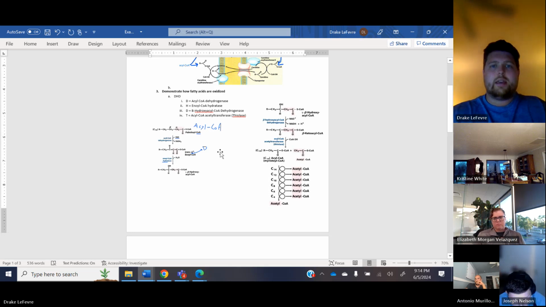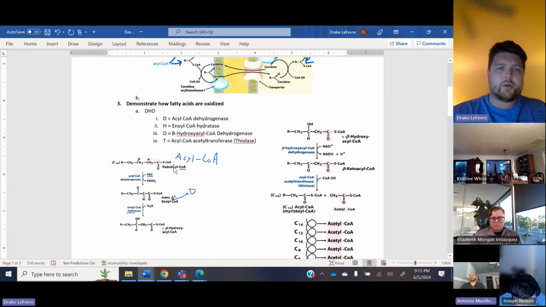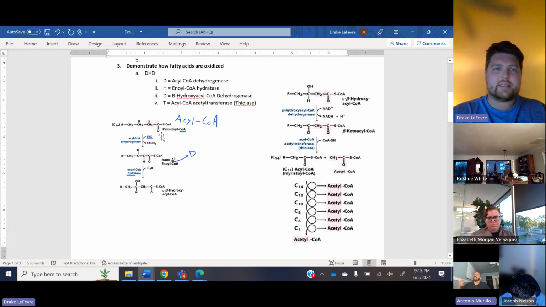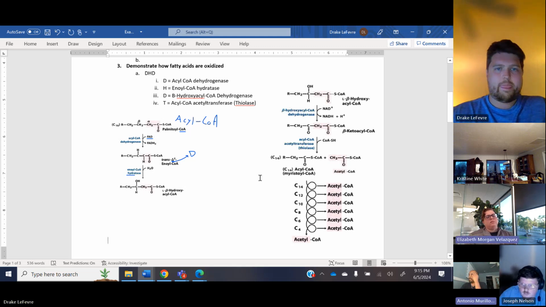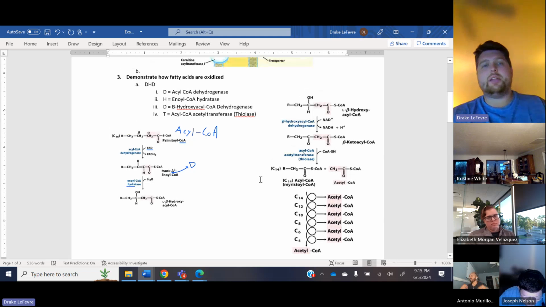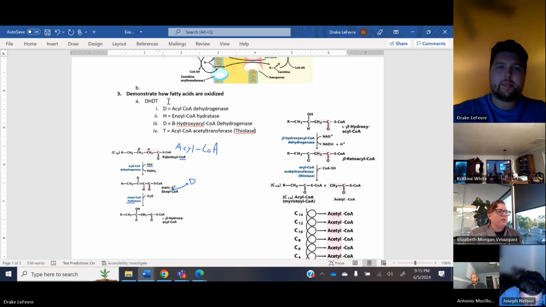Acetyl-CoA. Yeah, we make the acetyl-CoA. That's our whole end goal, acetyl-CoA. So, for example, palmitoyl-CoA, which has 16 carbons, how many acetyl-CoA are we going to get from palmitoyl-CoA? 8. Yeah, 8. And how many cycles are we going to perform in order to get that?